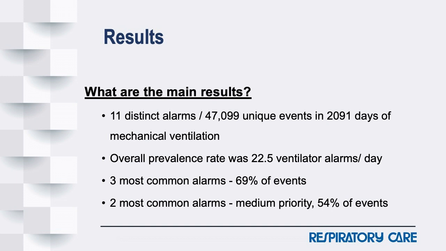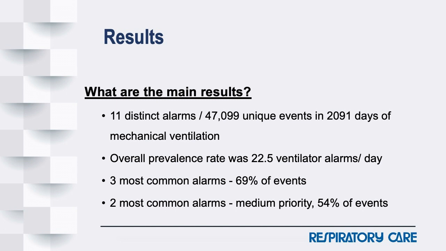So let's dive into the results of this study. From a high-level standpoint, there were 11 distinct alarms, and you'll see those in an upcoming slide. So 11 distinct alarms that they found during those 6 months. There were a little over 47,000 unique alarms for 2,091 days of mechanical ventilation that were analyzed. So over 2,000 days of ventilators, and nearly 50,000 alarm events found in that time.